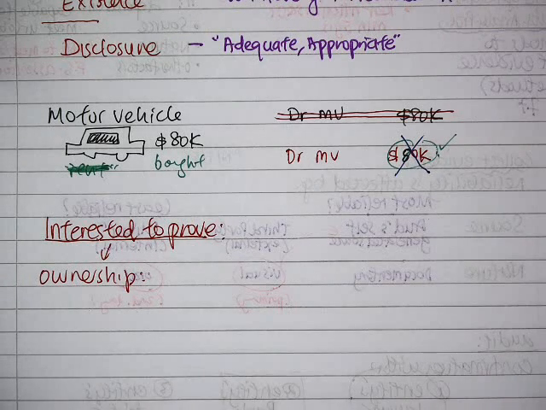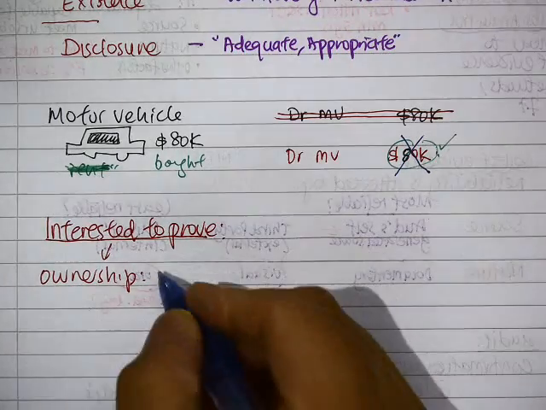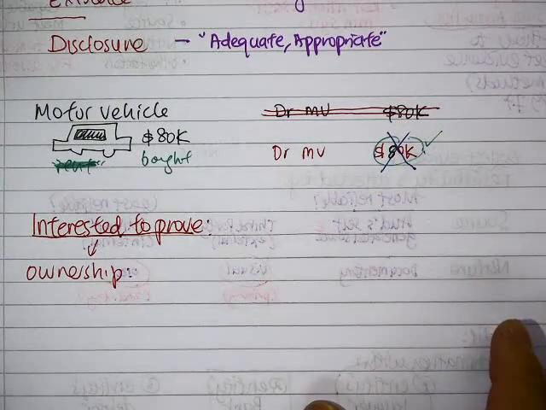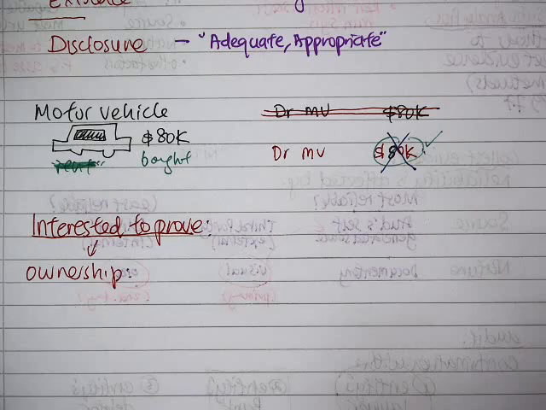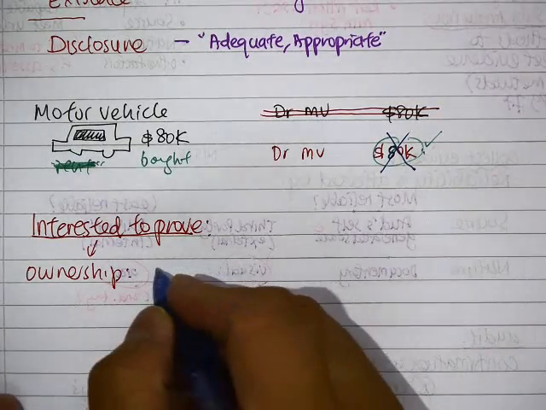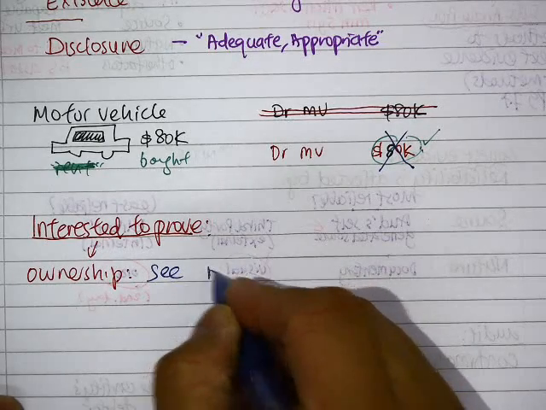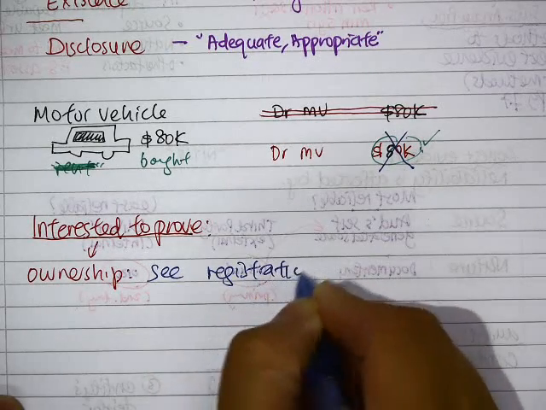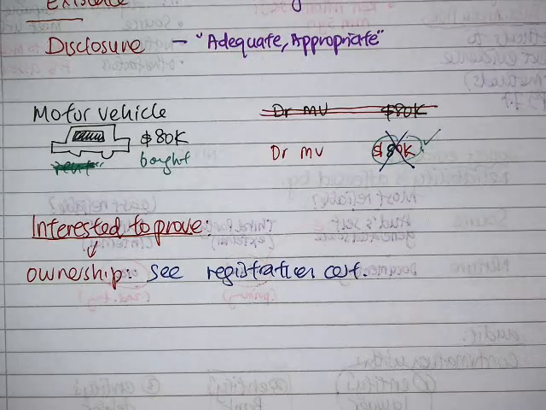Can you see or not? Of course in an audit you don't do it like that, otherwise a client will kill you. So what do you do to prove that the guy is the owner? What do you do? You see what? Yes, you can see the registration certificate.